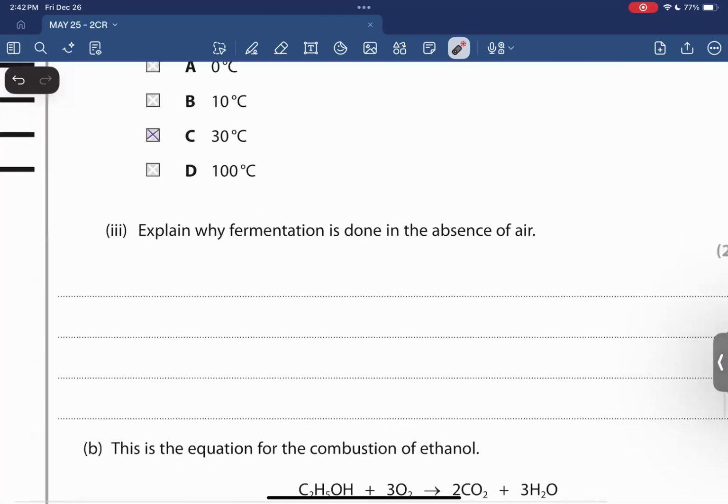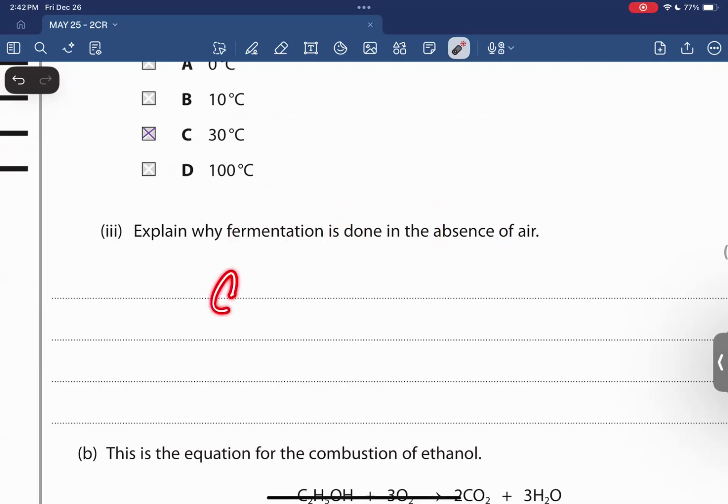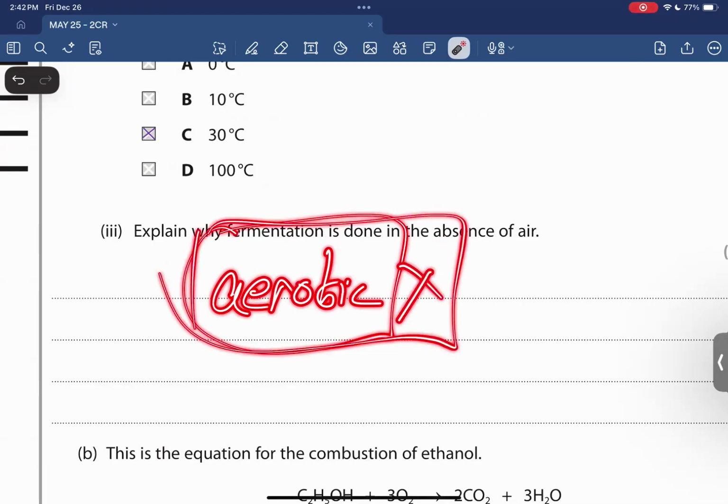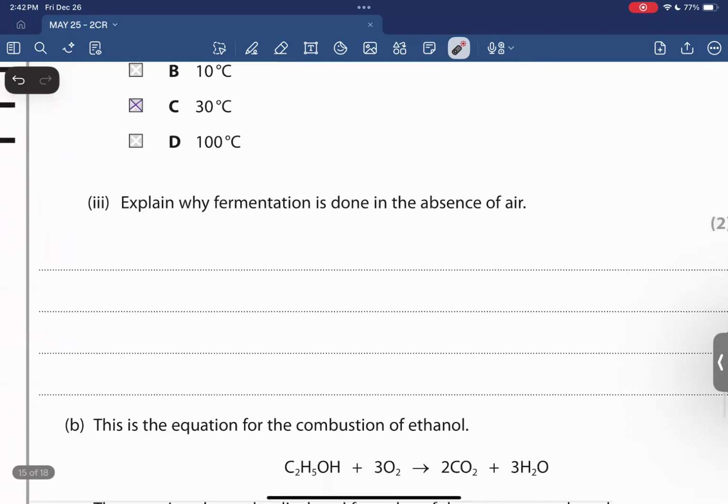Explain why fermentation is done in the absence of air. This is because in the presence of air, aerobic respiration would take place, and we do not want this. Oxygen in the air would react with ethanol to form ethanoic acid. So we want to ensure that only anaerobic respiration takes place.